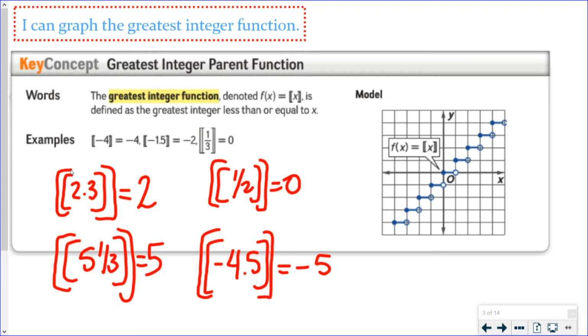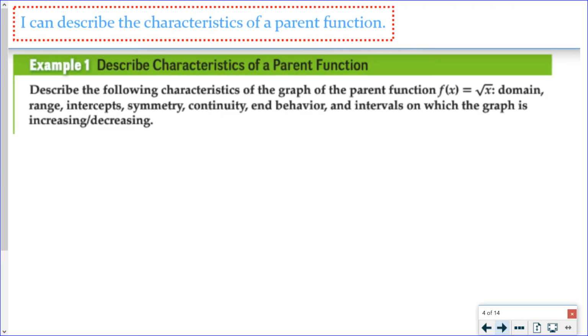So that's the greatest integer parent function. We're going to do a transformation of it tomorrow, but that's all you really need to know about it just yet. We'll play with it a little bit this year.